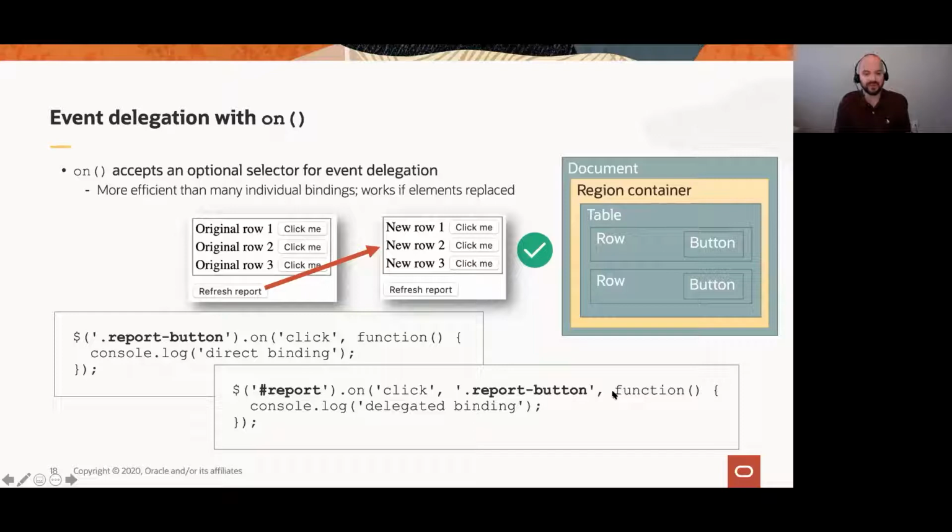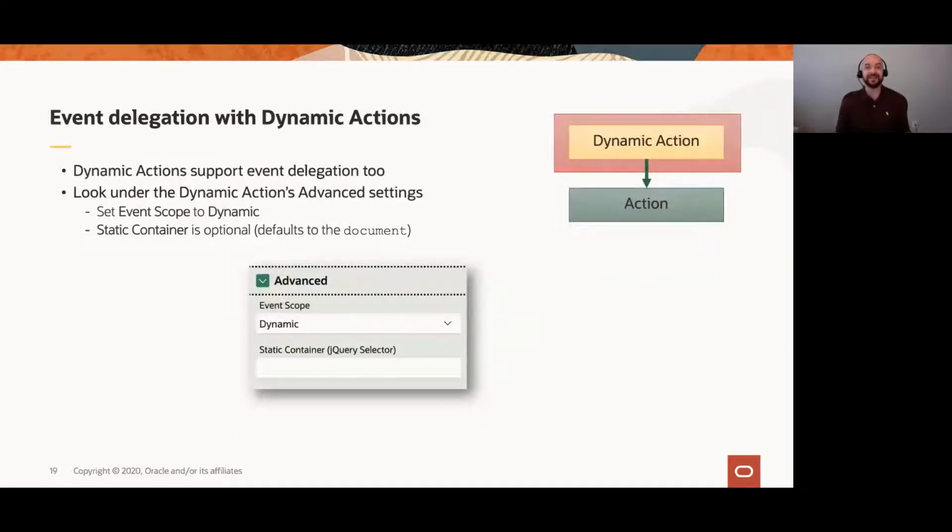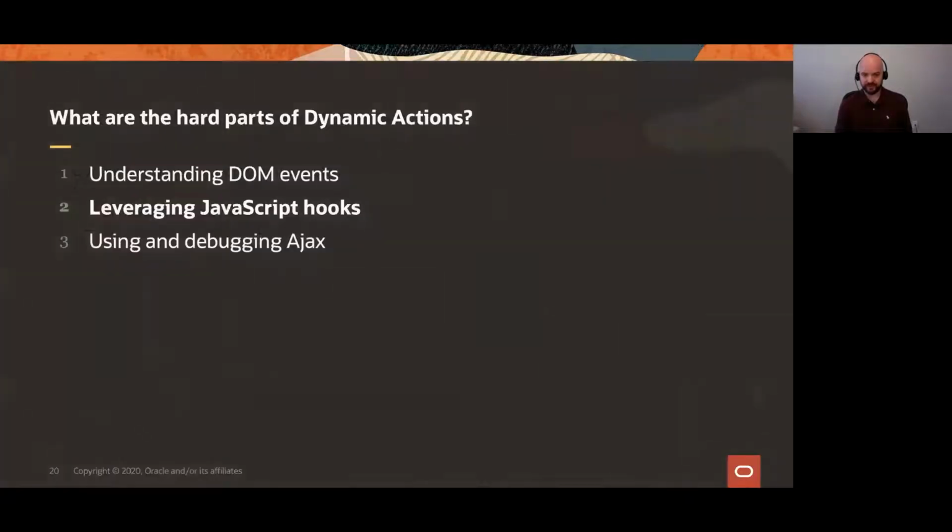So this is a technique called event delegation. And the cool thing about it in Apex is that it's baked in. You may have even seen this feature before. If you look under the parent section of the dynamic action, under advanced, event scope, dynamic. If you've ever wondered what that was for, that's exactly what it is. Dynamic means use event delegation. It then exposes this optional static container to you for you to use, but really it defaults to the document, so you don't have to put anything there at all. But that is a very, very powerful feature if and when you need it.